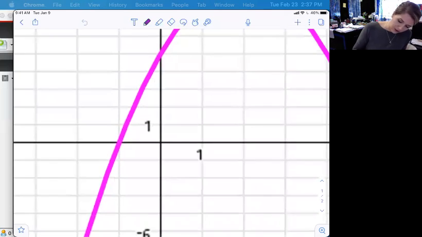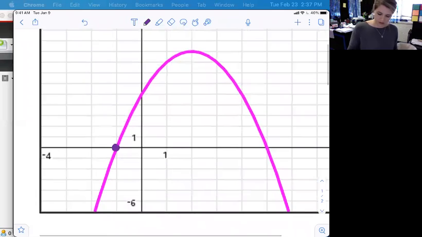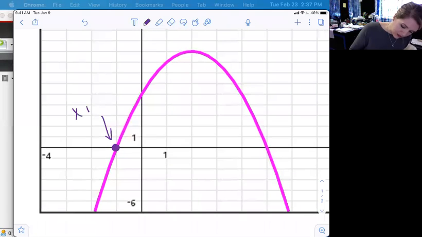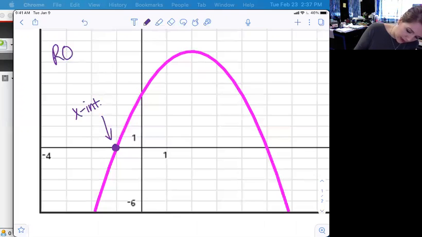Starting with this very first one, does anybody know what this point right here is called? Just shout it out loud. X-intercept? Very good, x-intercept. Now, x-intercept is one name for it, but there's also 3 other names that go with it, and it came with the acronym ROCKS. So we've already got our x-intercept, which is this guy. So now we've got our other 3 things.